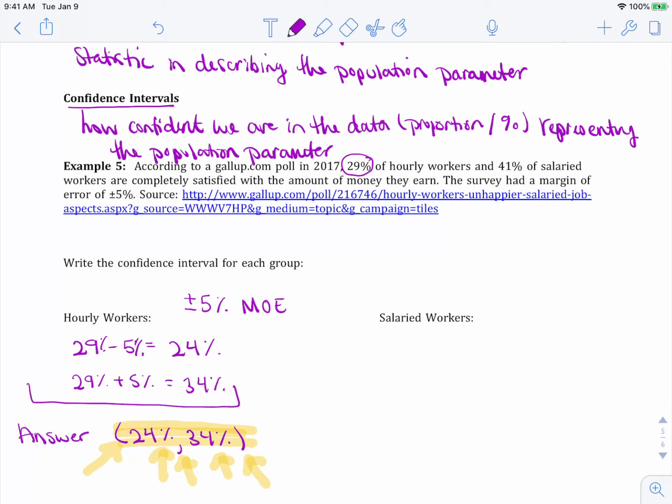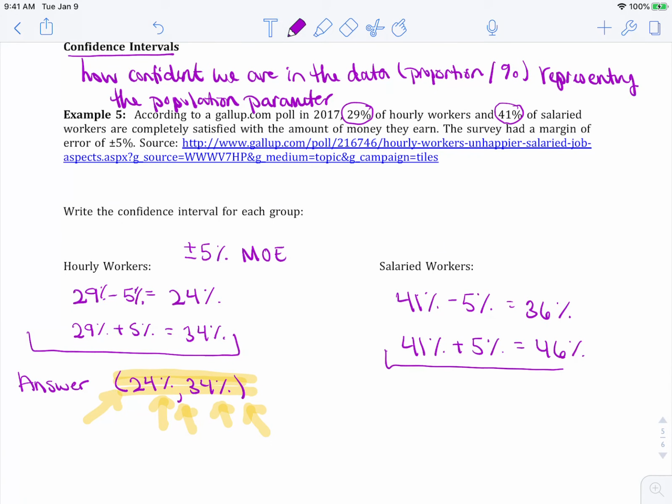Okay, so salaried workers, well, they're 41%, right? But we had a margin of error of 5%. So if we take away 5%, we get 36%. And if we add 5%, we get 46%. So once again, and make sure you write in order, that's important too. Your answer is the confidence interval that salaried workers are satisfied with the money they earn is 36% to 46%. Okay?